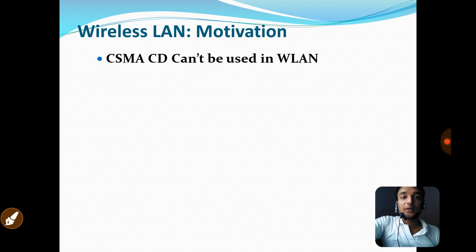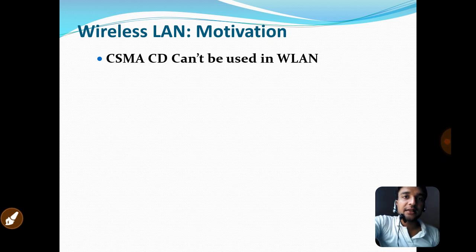So there should be collision detection capability in all the nodes, so that if one is sending the data, then others should sense it, others should sense the carrier, and carrier means that wire, and they should not send the data. So collision detection is that. Collision detection will help transmit the message without any corruption or without any collision.